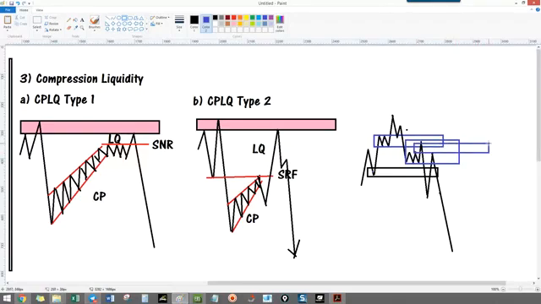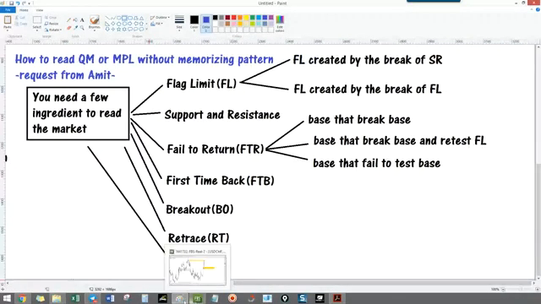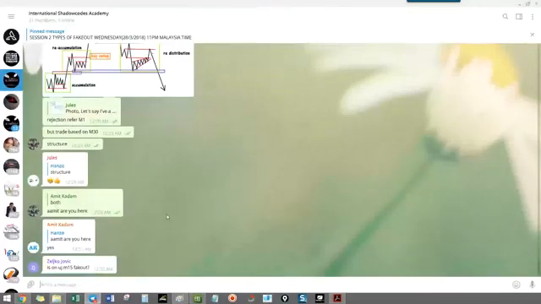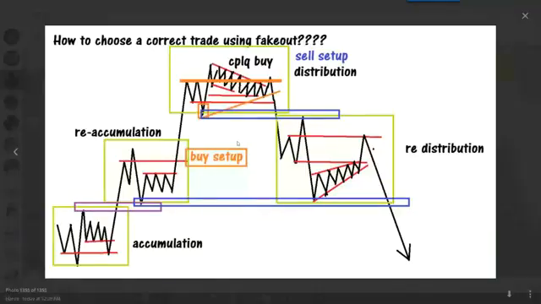Very complicated, but this is it. This is the thing that you need to know to read the market. I will show you the trade. That can be done later.